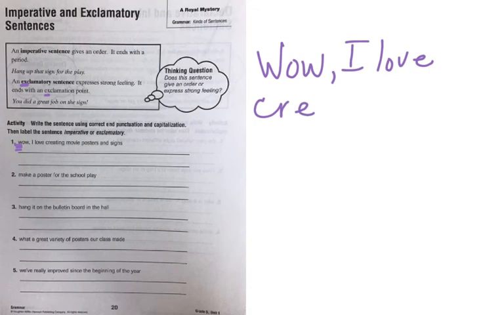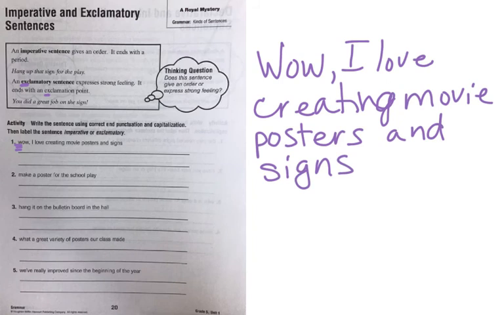So, number 1. It says, wow, I love creating movie posters and signs. Well, I know that the first letter in every sentence needs to be capitalized. It should be capital W, wow, comma, I love creating movie posters. And to figure out what I need as an ending mark there, if I look at that word wow, it's an indicator to me that it's expressing some excitement, right? Wow, I love creating movie posters and signs. And so it would end with an exclamation point.